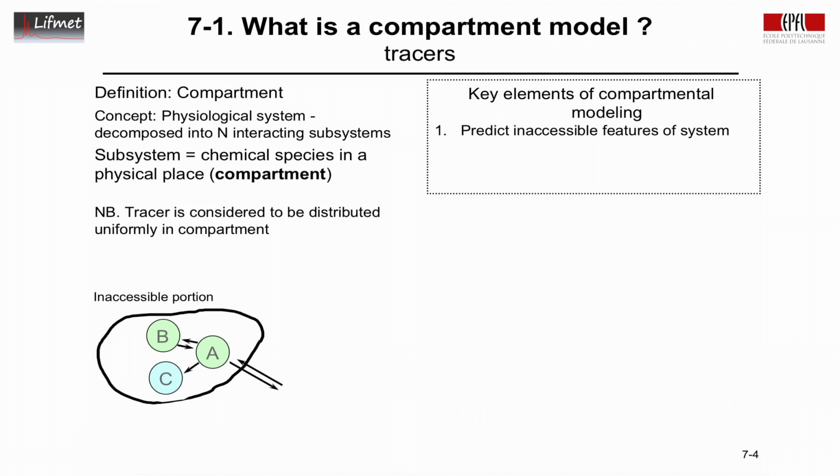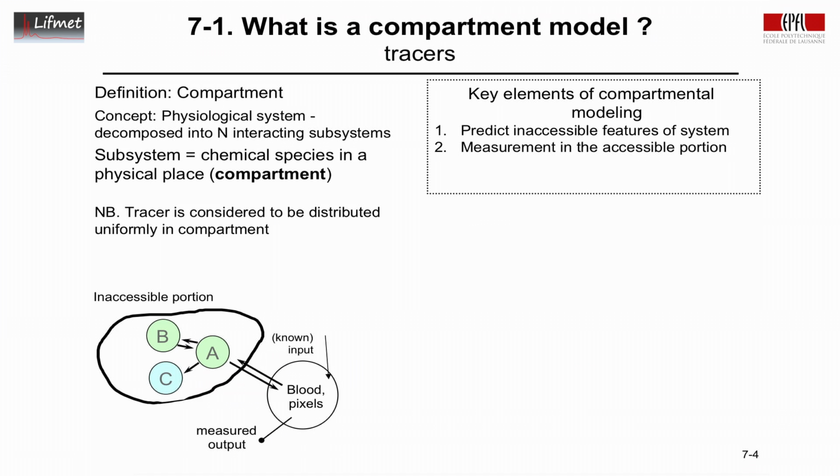We have a chemical species A that interconverts into a species B and is also being converted to species C. That would be an example here. The second element of a compartmental model is that we do the measurement in an accessible portion. So what is the accessible portion? That is essentially the measured output.